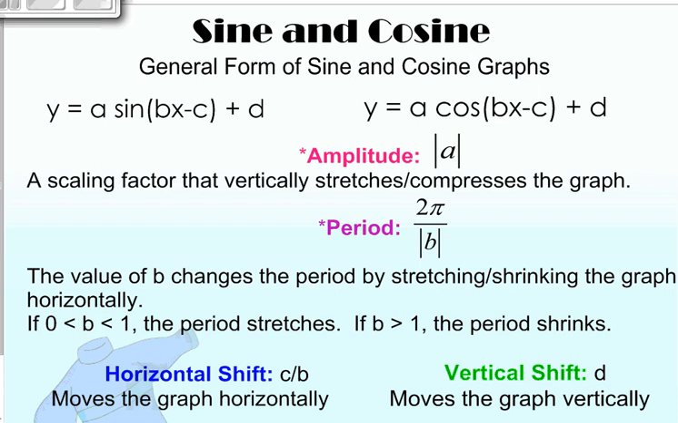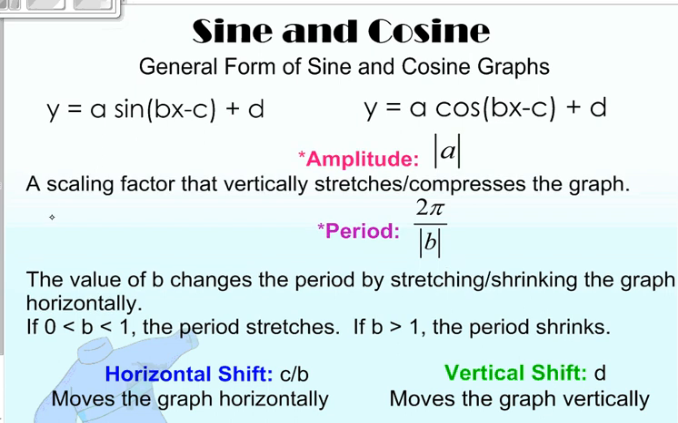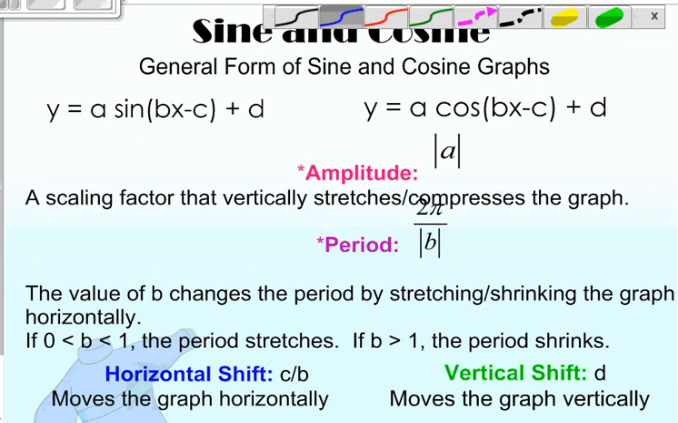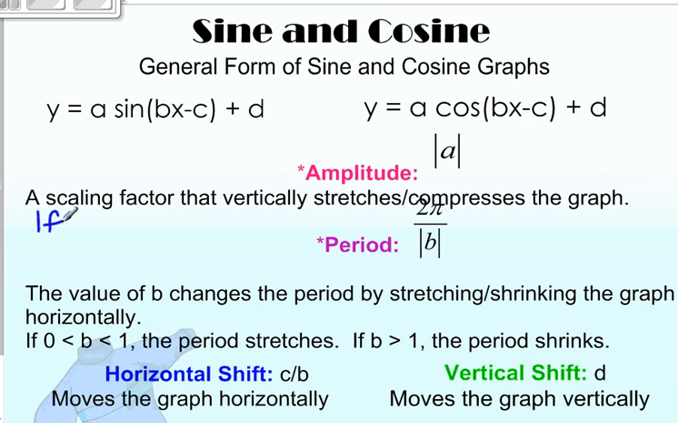So the A here is going to affect the amplitude. This is the scaling factor that's vertically going to stretch or compress our graph. So the A is affecting the amplitude, how high or how small it's going to get. Now, if A has a negative in front, if there's a negative, it causes the graph to flip.